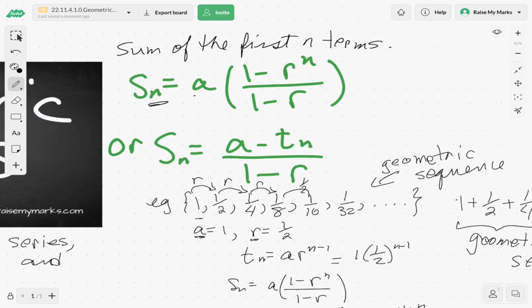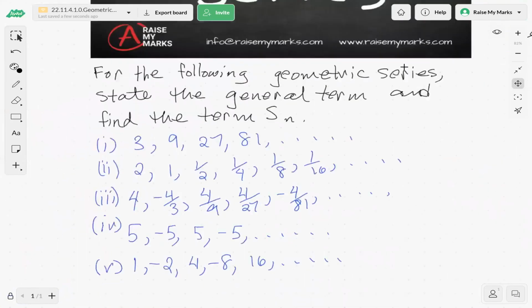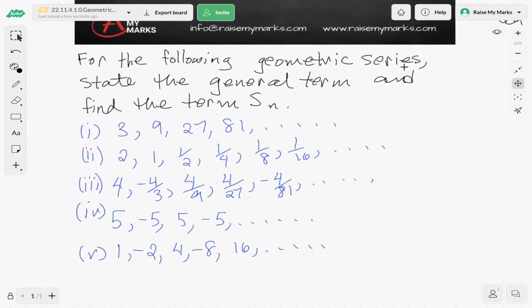So in terms of the first value in the sequence or the series, and then in terms of our common multiplicative factor R. We can also write the sum of the first n terms in terms of our nth term. Okay, so now that we have that information, let's have a look at what we're being asked today. So for the following geometric series, state the general term and find the sum Sn.